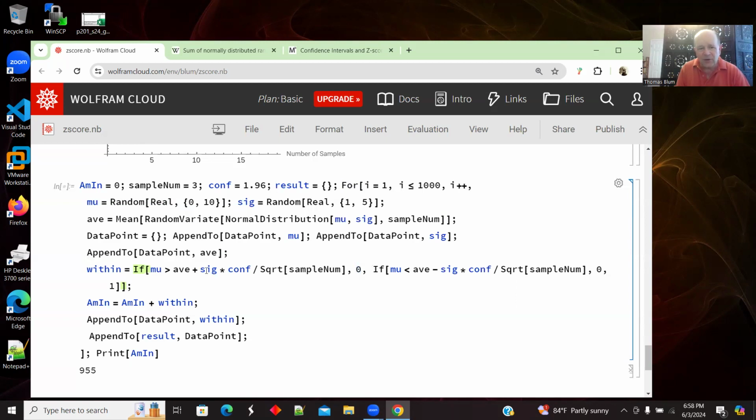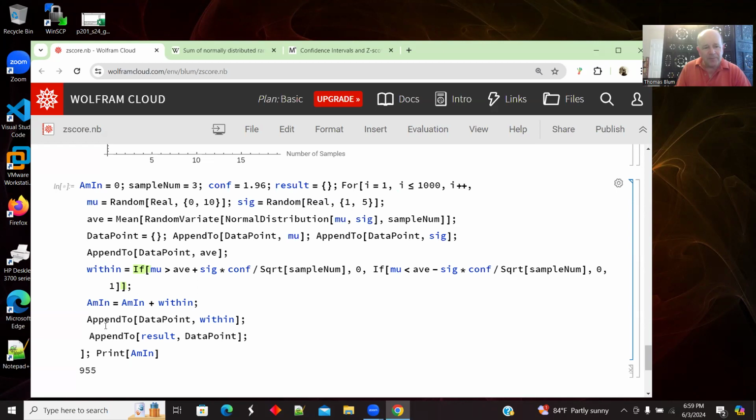Otherwise, so it's always if some question, what you do if it's true, what you do if it's false. If it's false, I'm going to ask another question. I'm going to say if I'm less than the average minus the sigma times 1.96 divided by the square root of n, also a 0. And then the final otherwise is a 1. These are going to be mostly ones. 95% of the time I'm expecting ones. And then I am incrementing my m in sum with this within. So the within is a 0 or a 1.